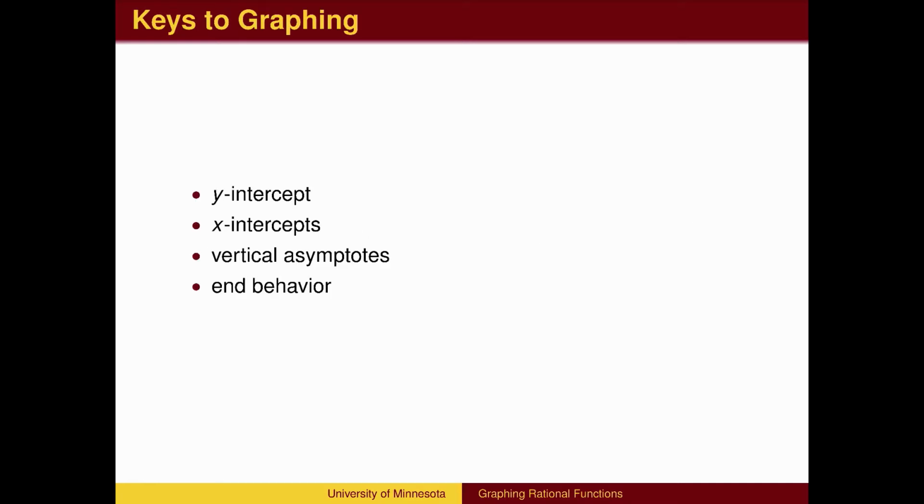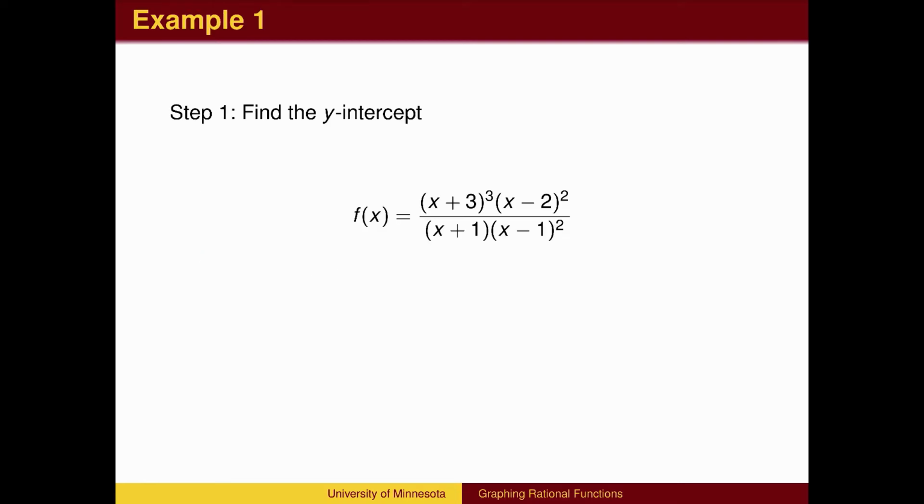There are four key pieces that help us graph rational functions: the y-intercept, x-intercepts, vertical asymptotes, and end behavior. To illustrate the process, we begin with an example. We wish to graph f of x. One easy point to find is the y-intercept. Recall that the y-intercept occurs when x equals 0. So to find the y-intercept, plug 0 in for x and calculate f of x. In this case, the y-intercept is at 108.